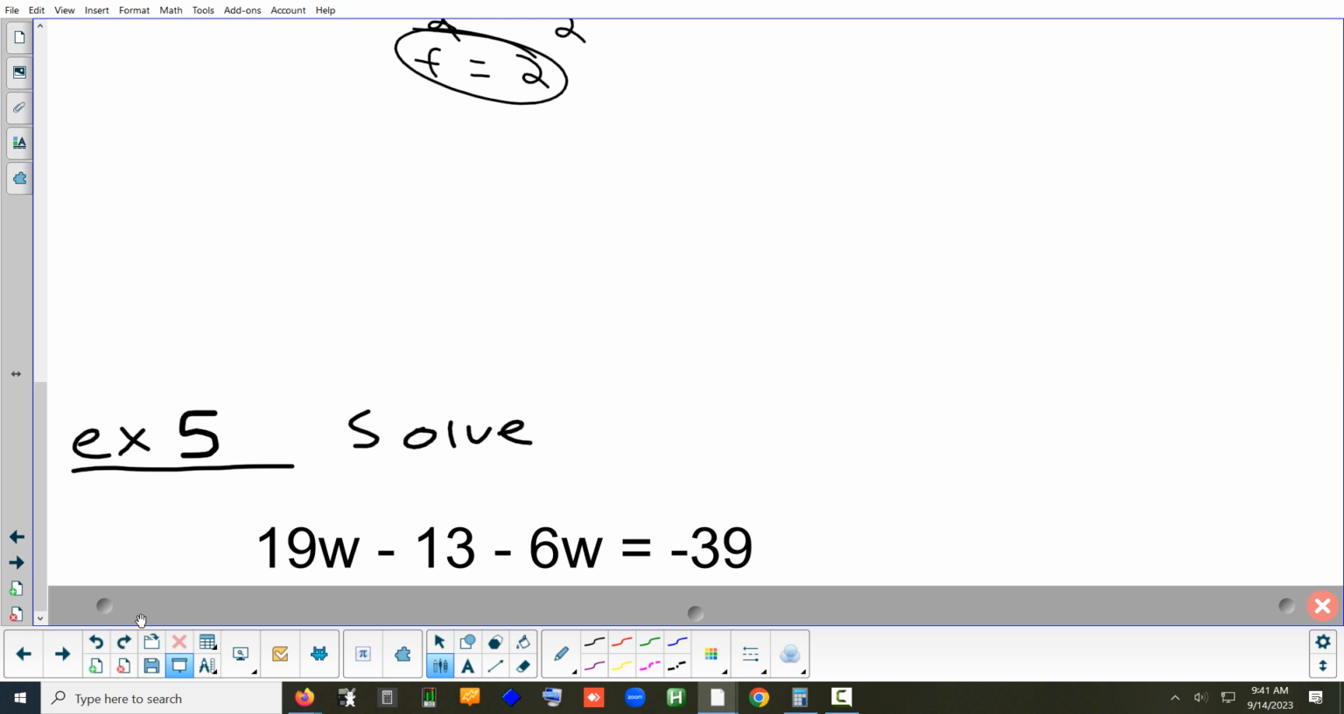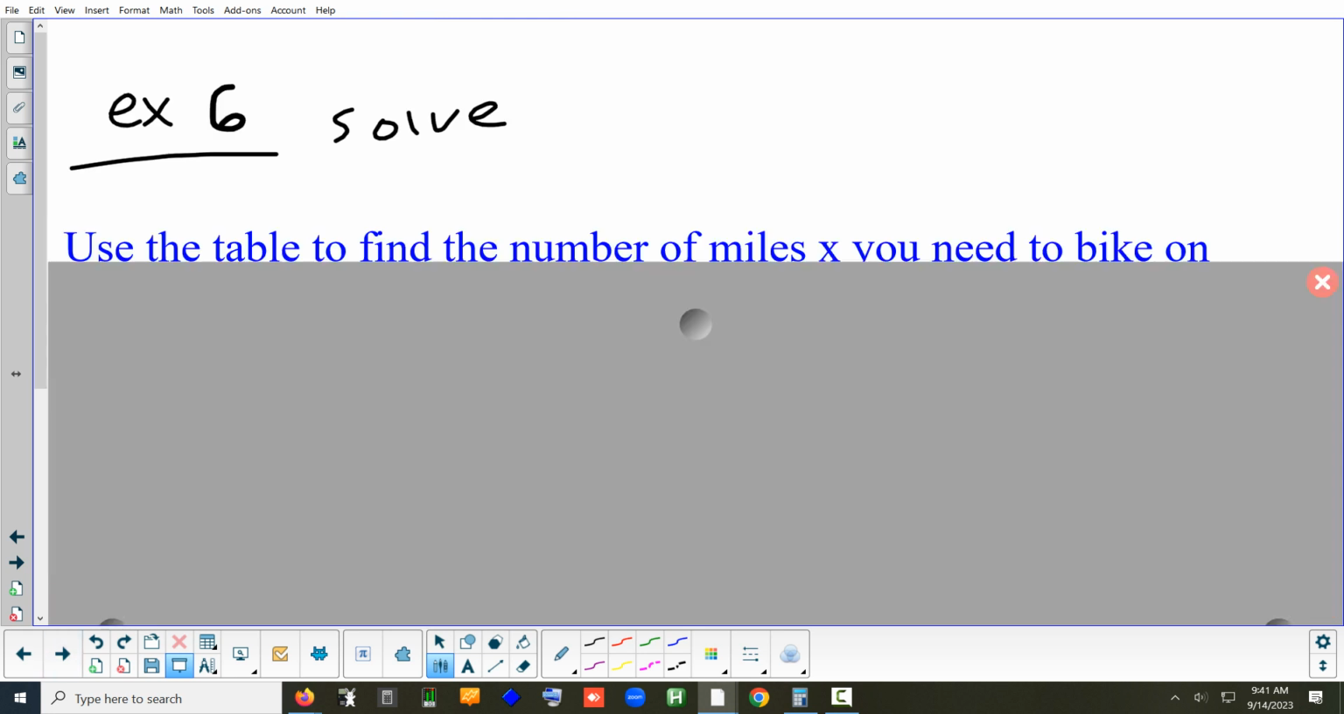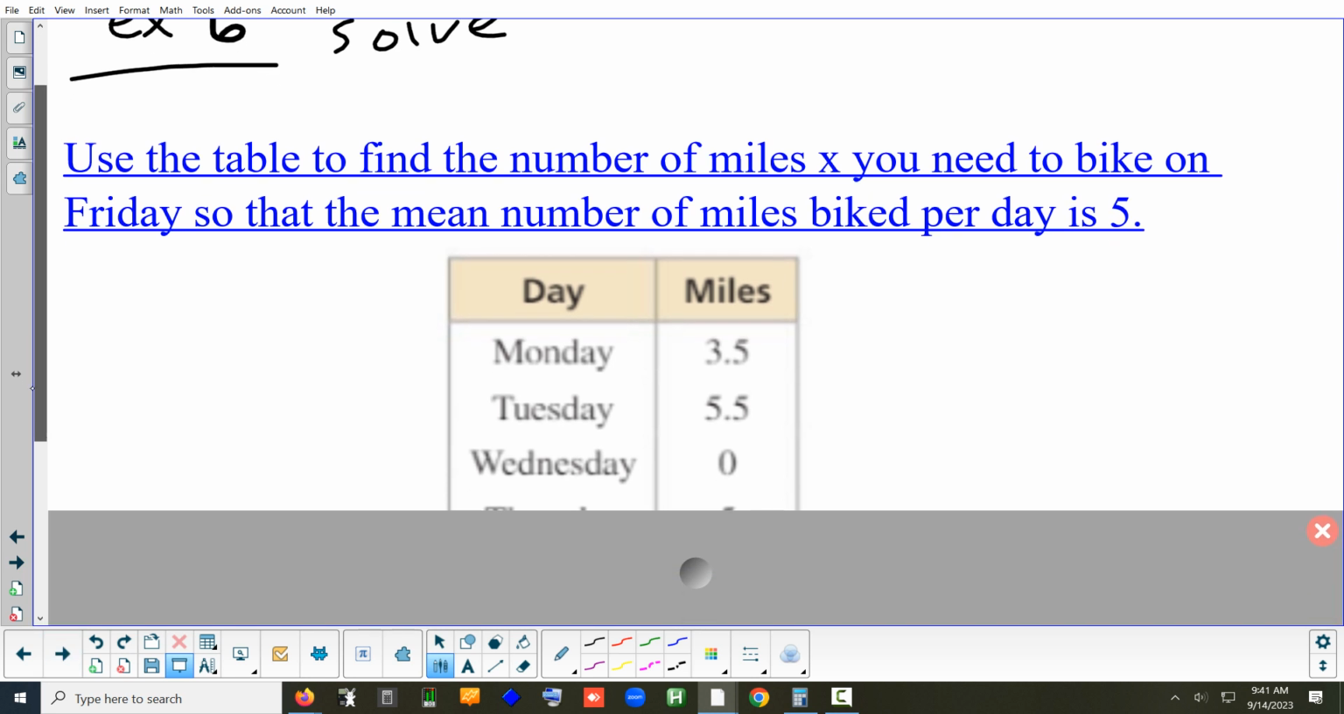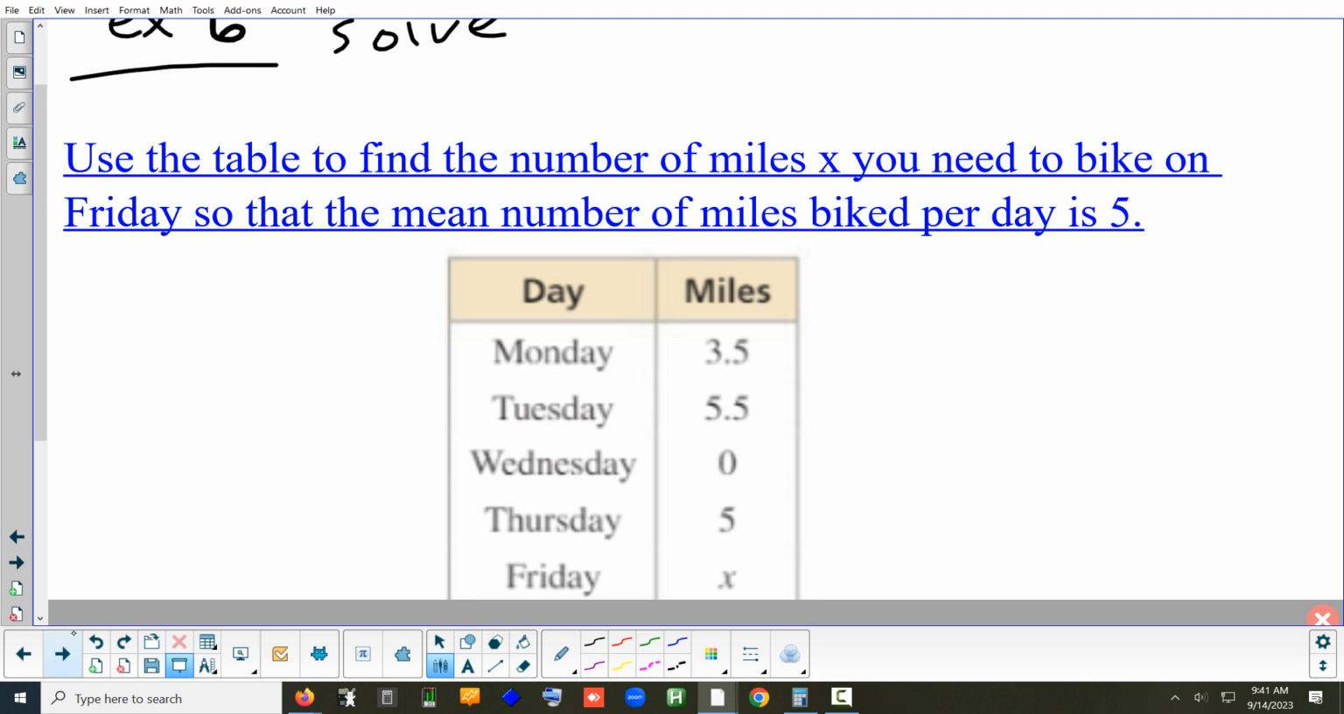Okay, so I'm going to put up example 6. Do you guys already have the table? Yes, you don't have to write that down, and I think you have the directions. It says, use the table to find the number of miles you need to bike on Friday. So the mean comes out to 5.